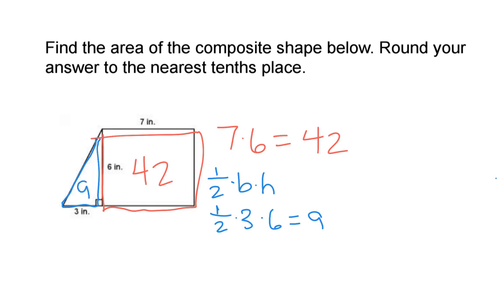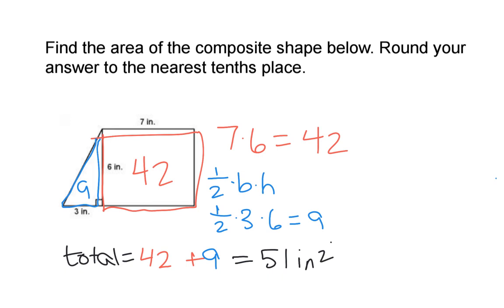So then for the total area, my total is going to equal 42 from the rectangle, and then to that I'm going to add 9 from the triangle, and that's going to give me a total answer of 51, and I'm going to label this in square inches. So my final answer is going to be 51 inches squared.